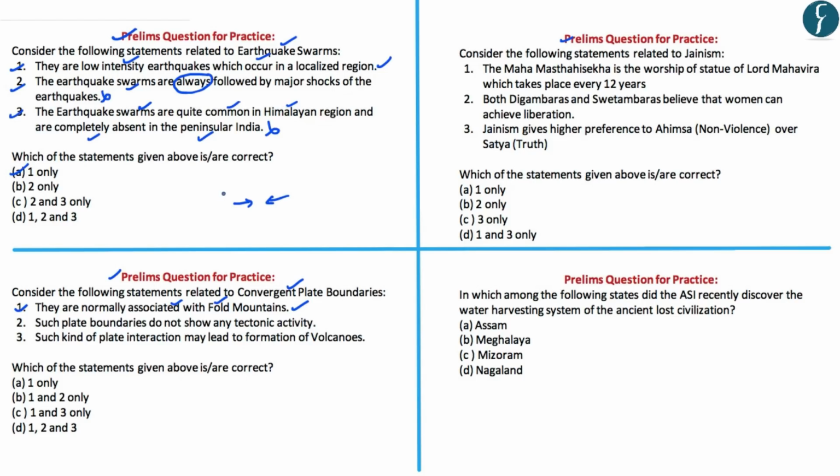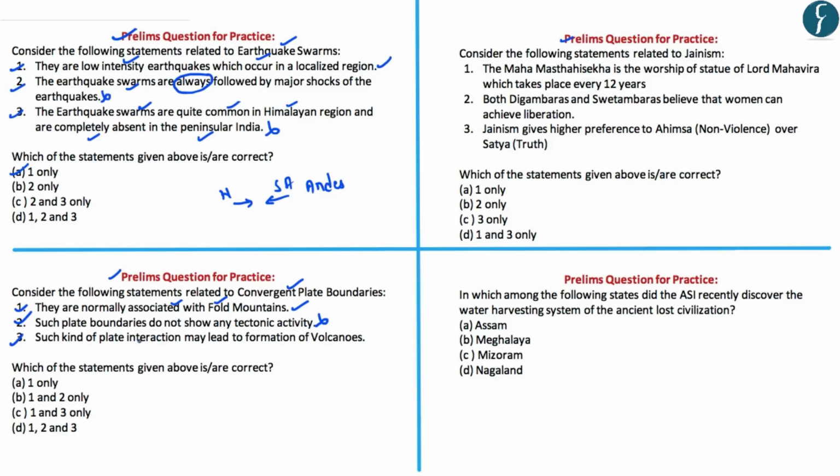Similarly, the convergence of the Nazca plate with the South American plate has led to the formation of fold mountains known as the Andes. The second statement reads as, such plate boundaries do not show any kind of tectonic activity. Now this particular statement here is wrong. This is because the convergent plate boundaries normally show the tectonic activity.